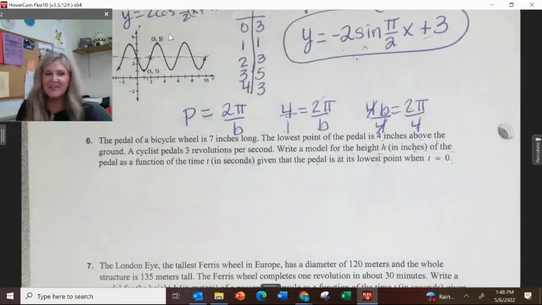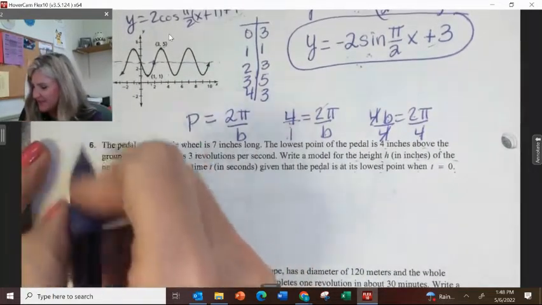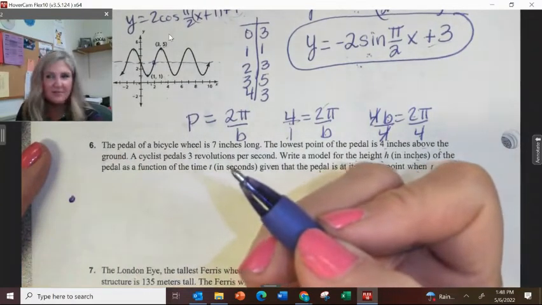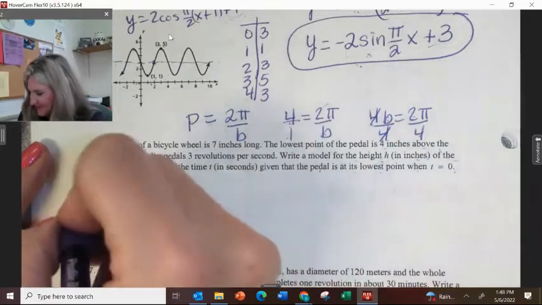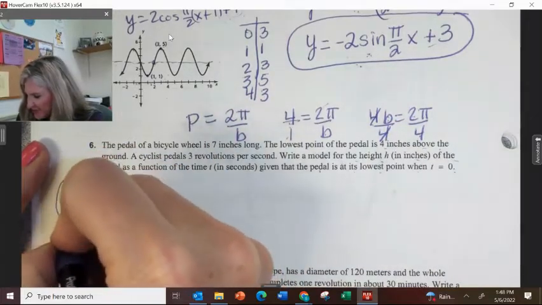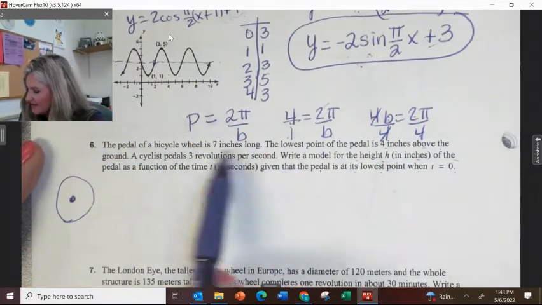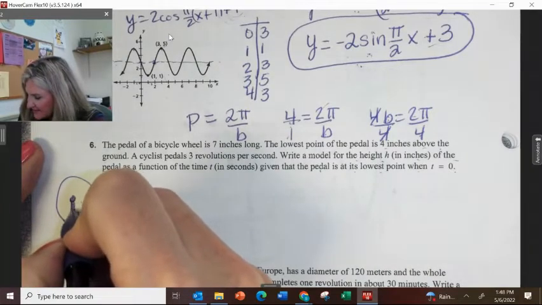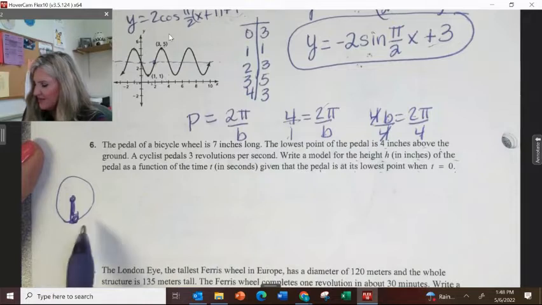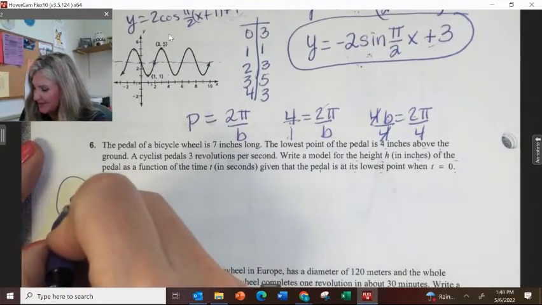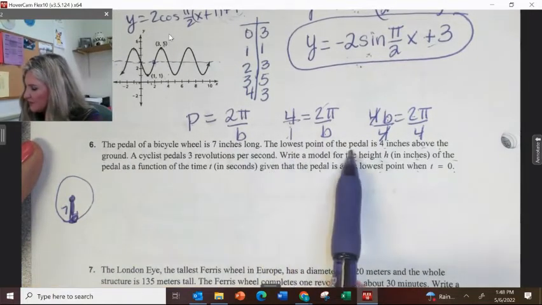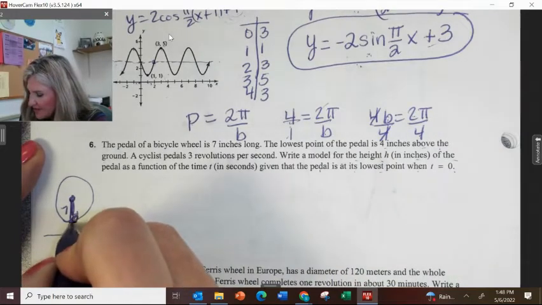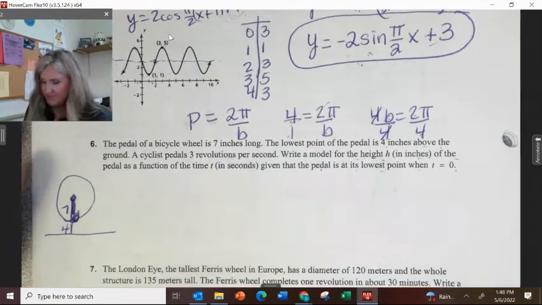All right, let's work on this. This is awesome. Okay, so here's the center of a bicycle wheel. Center, sounds good. All right, so here's our bicycle wheel, guys. It's got this pedal right here that goes down like this. Kind of looks like a flag, but there's our pedal. And that's going to be 7 inches long, right? That's 7 right there. The lowest point of the pedal is 4 inches above the ground. So it's going to have to be 4 inches above.